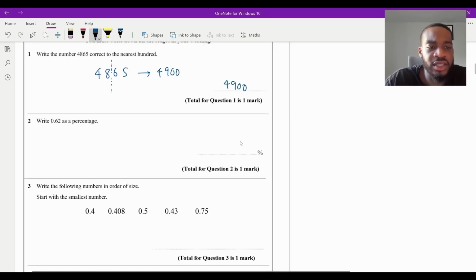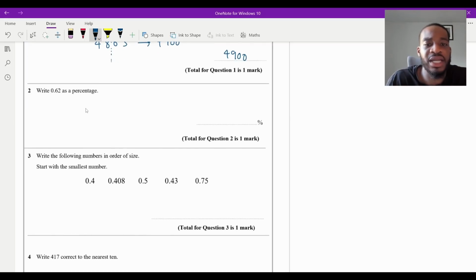Question 2 says write 0.62 as a percentage. So to go from a decimal to a percentage, you just times it by 100. Times it by 10 will be 6.2, times by another 10 will be 62. So the answer is 62%.